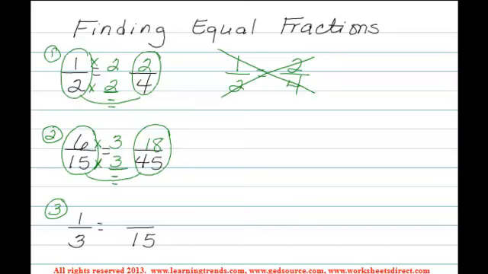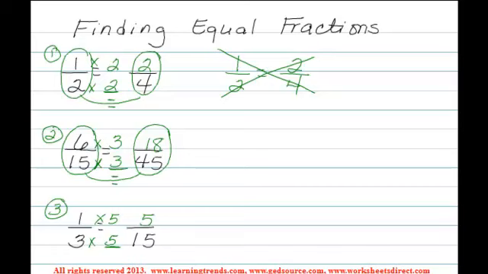And we have one last example. 1/3 equals some number over 15. And again, we're going to ask ourselves 3 times what number equals 15, and we know that 3 times 5 is 15. Again, if we multiplied our denominator by 5, we have to multiply our numerator by 5 as well, and 1 times 5 is 5.